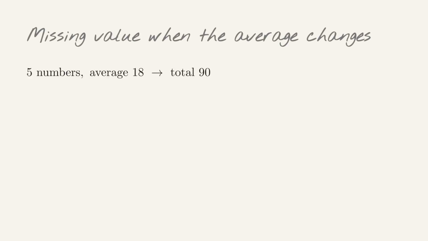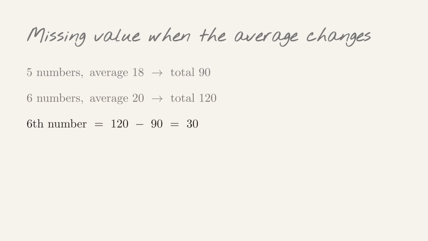Here's the classic. 5 numbers average 18, so their total is 90. Add a sixth, and the average becomes 20 across 6 numbers, so the new total is 120. The sixth number is simply the new total minus the old. 120 minus 90, 30. No algebra, just two totals compared.